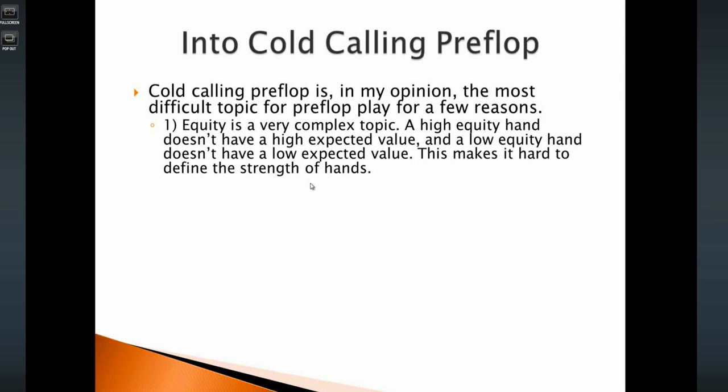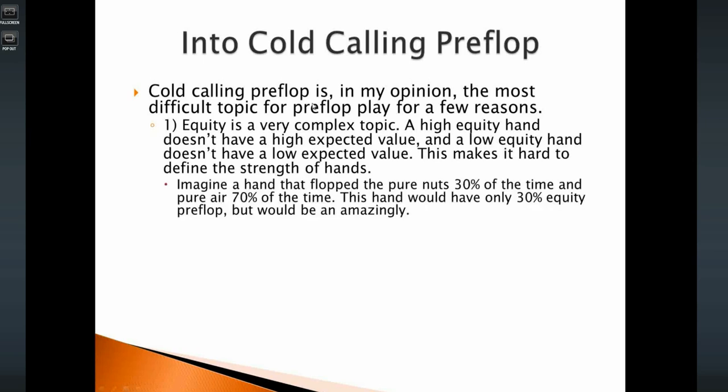A high equity hand doesn't have a high expected value necessarily, and a low equity hand doesn't necessarily have a low expected value. This makes it hard to define strength of hands. Since we're preflop, there's a ton of variables left. Are we multi-way? What's going to happen for the rest of preflop? Then what flop do we get? Then once we get a flop, a turn, and a river, there's still 3 rounds of betting with a whole ton of stack depth. All those variables really mean equity and expected value aren't as heavily correlated as we would like.